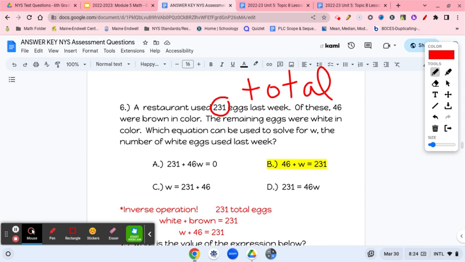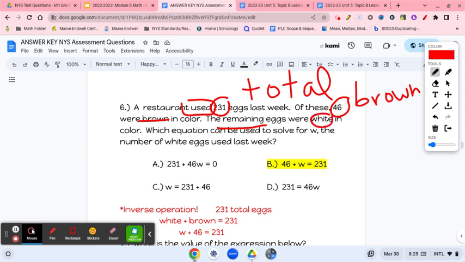So my biggest number that I have in this problem will be 231 because that's how many they had last week. They used that many. Part of that 231, part of them were 46 brown eggs. The remaining ones that make up a total of 231, the other remaining ones were white.